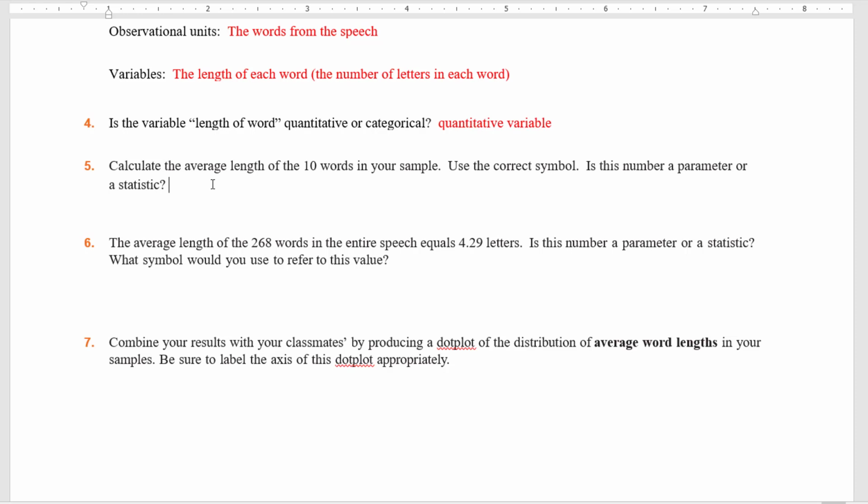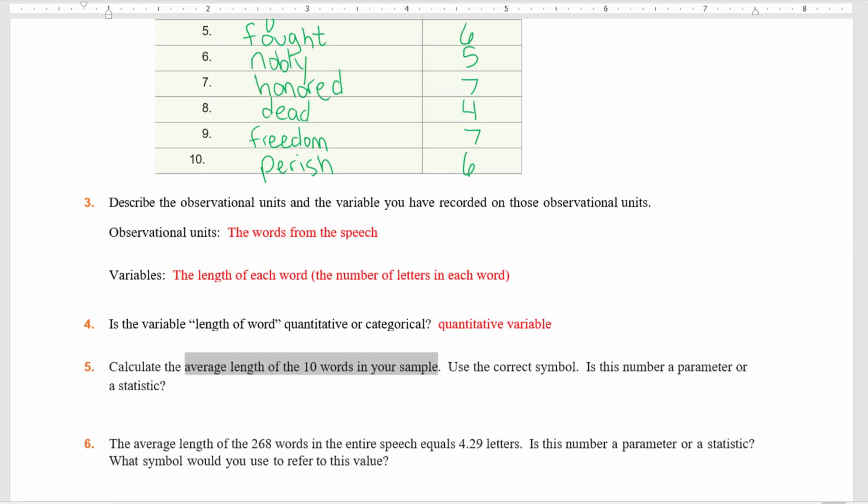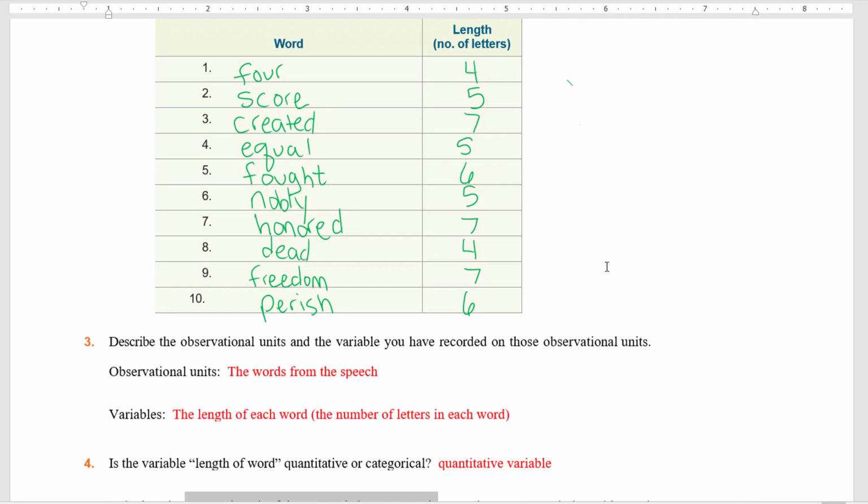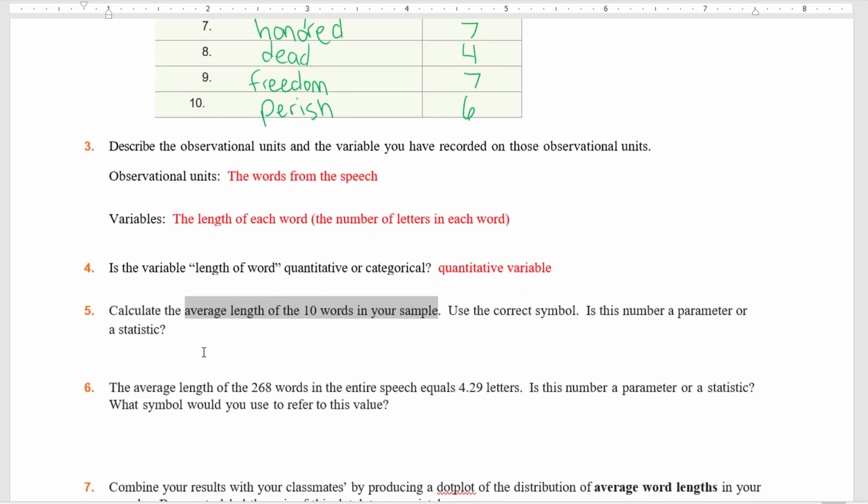Part 5 asks us to calculate the average length of the 10 words from our sample and use the correct symbol and identify if that's a parameter or a statistic. So it asked me to find the average length of my 10 words. Notice, my 10 words are from my sample. Your 10 words are from your sample, and other kids in the class would have gotten a different 10 words. So we each collected a different sample of 10 words. So this is definitely a sample, and when I calculate the average word length from my sample, it would be a statistic because it comes from a sample.